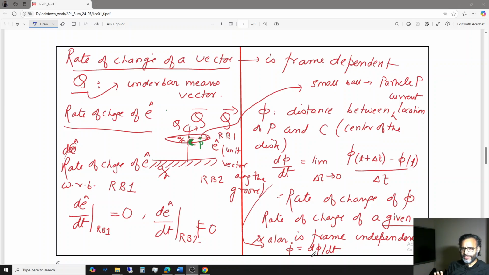In conclusion, rate of change of a vector is frame dependent quantity, and that's why you should put these subscripts, whereas rate of change of a given scalar is frame independent.